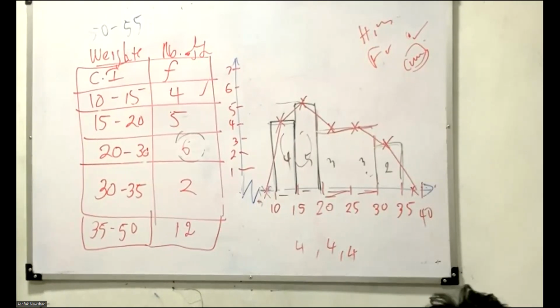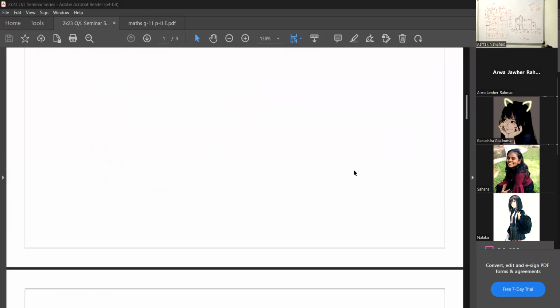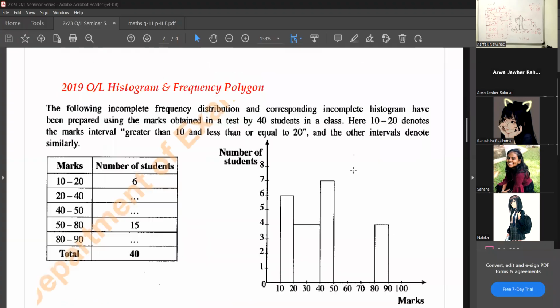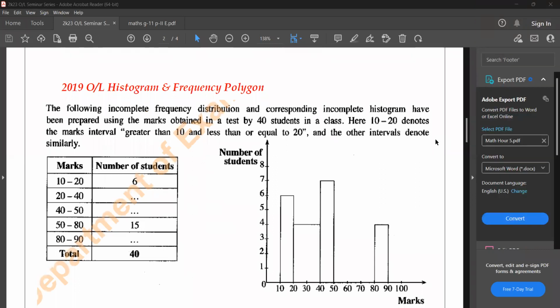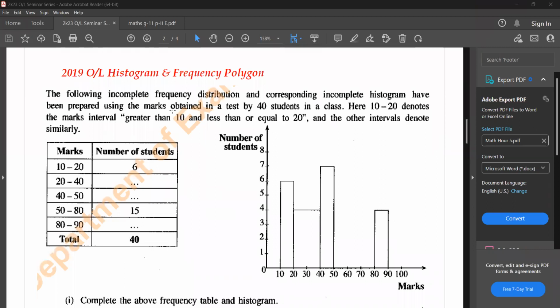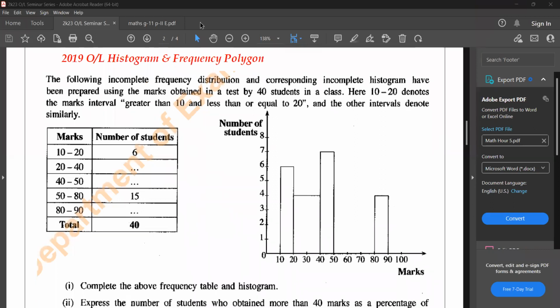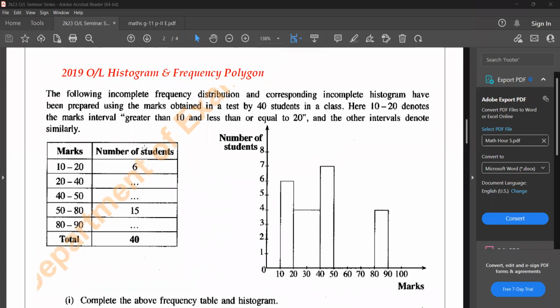Okay, some of you have done already. Guys, can you see my screen, right? Yeah. So, shall we discuss, or do you need more time?